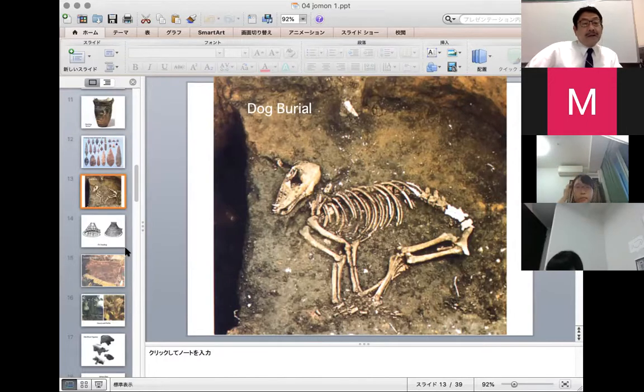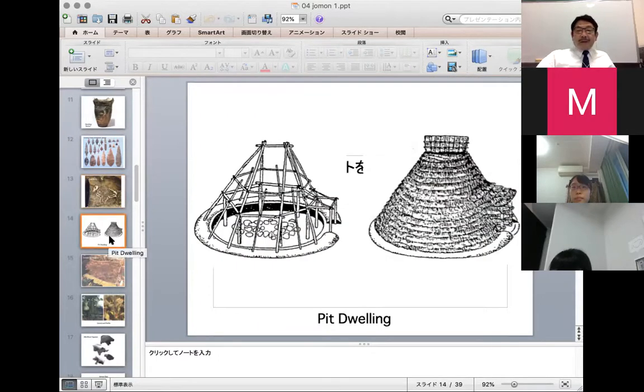All right. And talking about the sedentary system, they lived in a village. They built houses, and the houses they liked to build were pit dwellings.